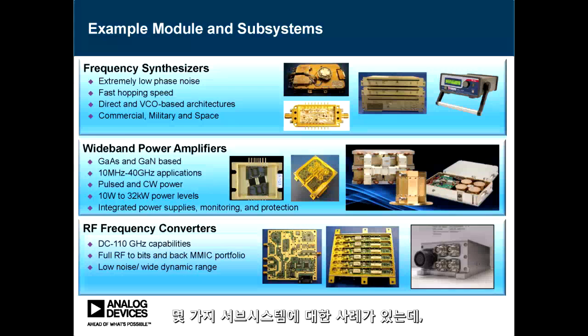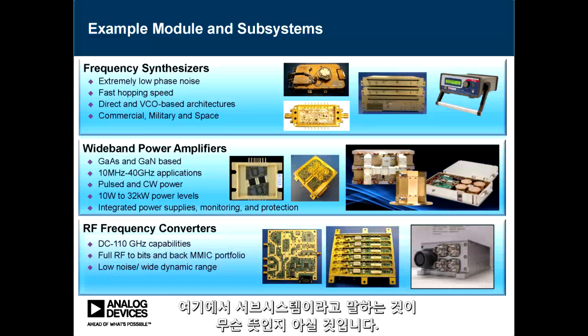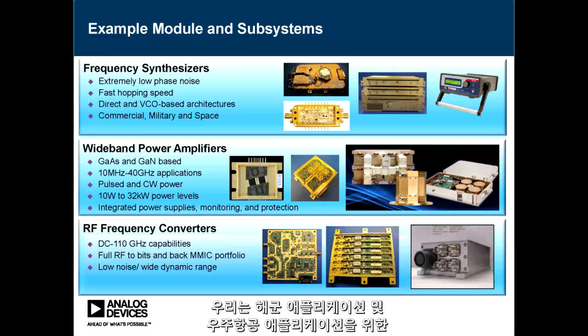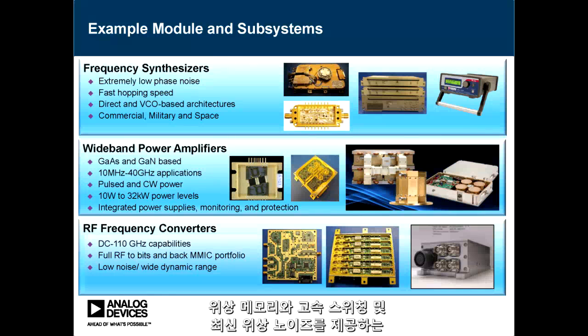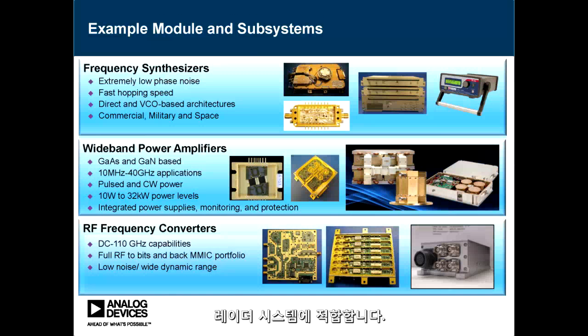So these are some examples of subsystems, so you have an idea what I mean when I'm saying subsystems that we do here. So we do extremely high-performance frequency synthesizers for naval applications, for space applications. They're both direct and VCO-based. The direct are typically ultra-high performance for radar systems, where we have phase memory and very fast switching and state-of-the-art phase noise.